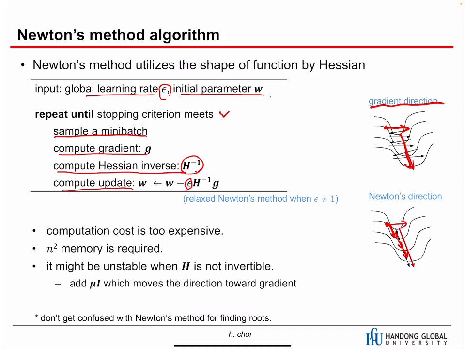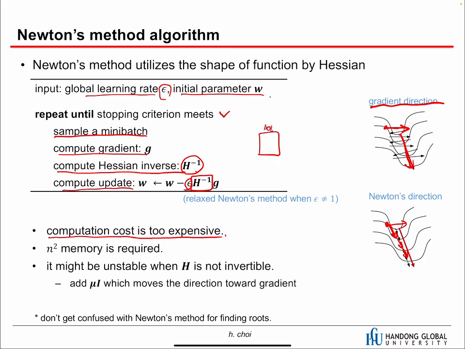But there is some problem here. As I said, the computational cost is too expensive. Look at this one, H inverse. When we have 10 parameters, then the Hessian is a 10 by 10 matrix, so we have to calculate the inverse of a 10 by 10 matrix. If the number of parameters is just 10, it's totally fine. But how about a deep neural network? Usually we have millions of parameters.